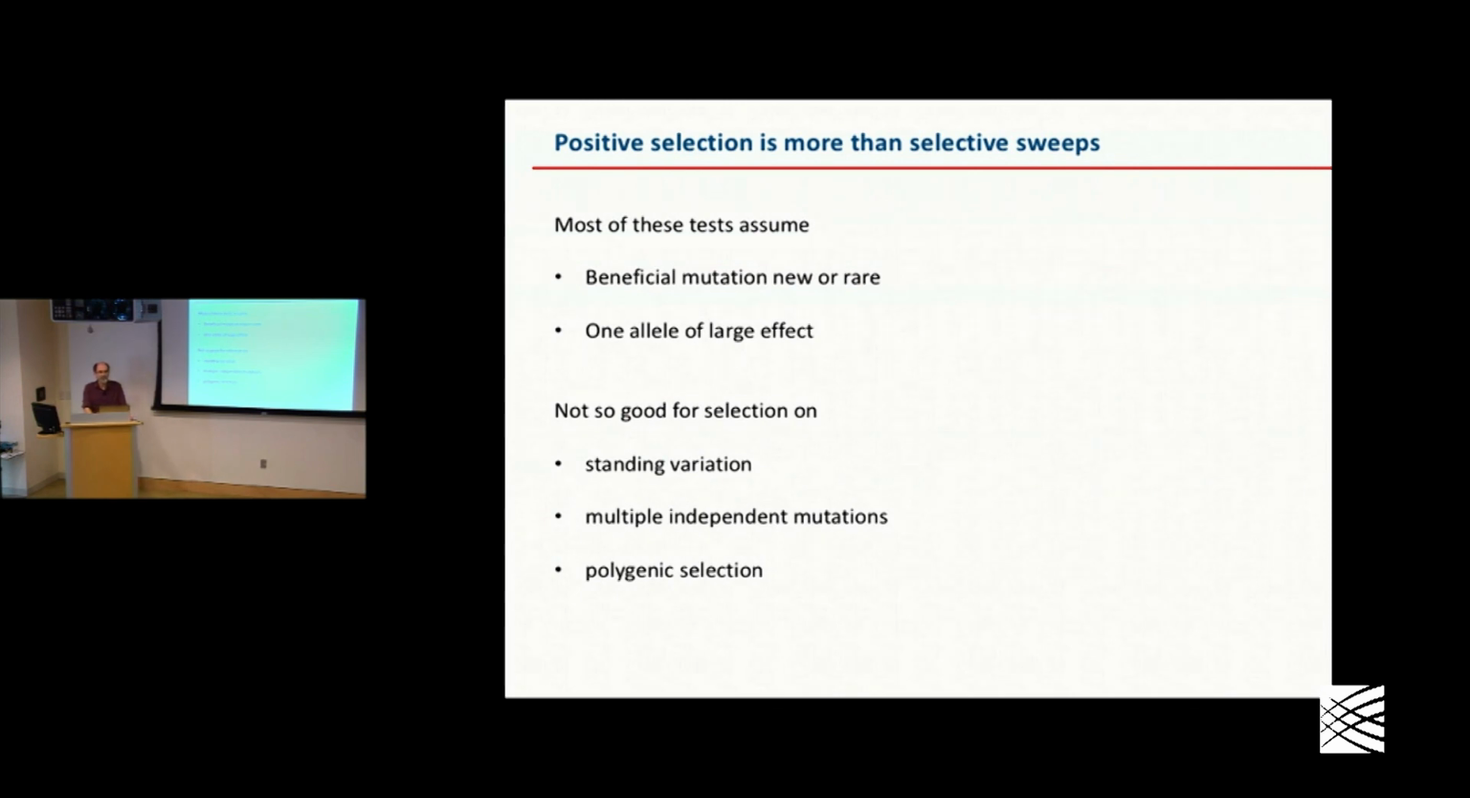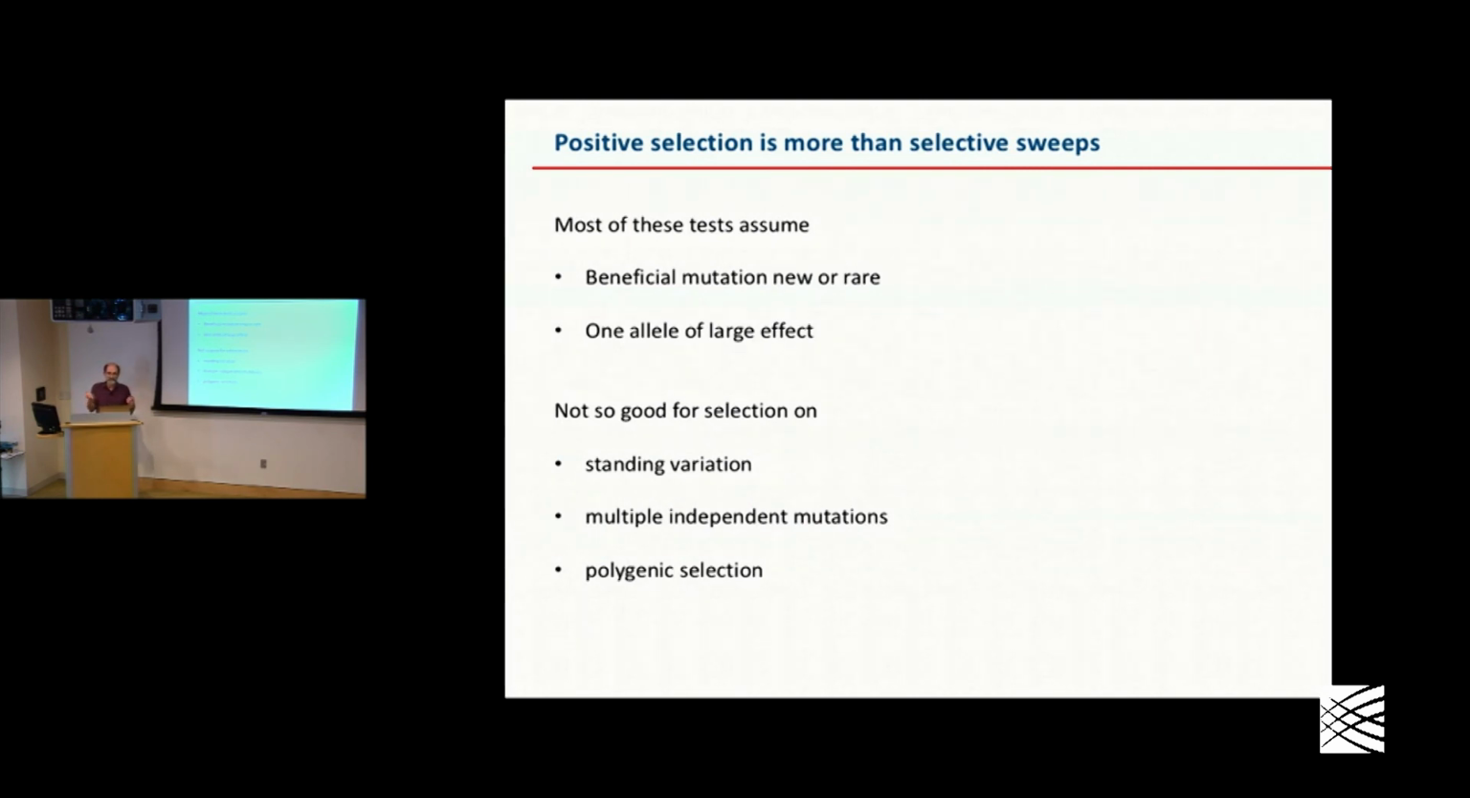Okay, so as I say, a lot of that is a little bit dated. These studies are still going on. They tend to be more focused, but people still look for selective sweeps. But I think a lot of the action now, and some of the more interesting stuff that's going on, is in looking at things where there's positive selection, but not selective sweeps. Because the tests I'm talking about assume that you have a mutation that arises as a single copy or very few copies, and sweeps to high frequency.